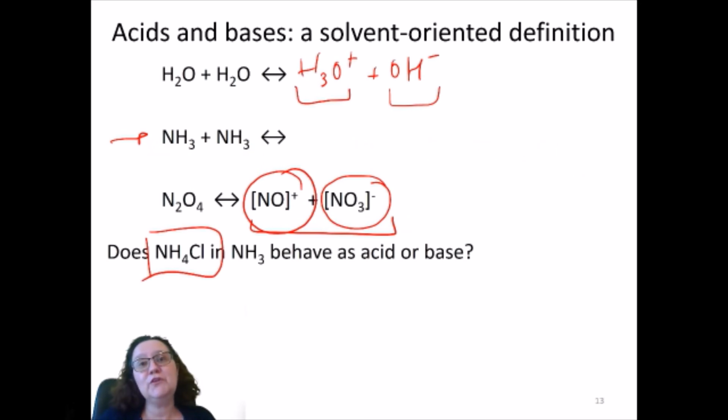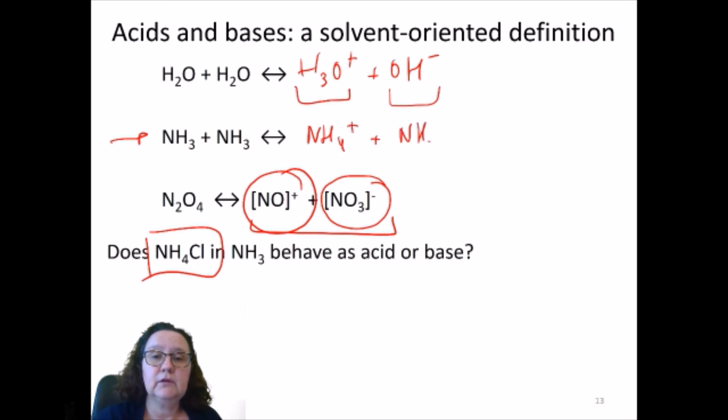I hope you stopped the video and had a go at the exercises. So the first step is the self-ionization reaction of ammonia. The two ions that you release are the ammonium ion and the amide anion. And then we look at ammonium chloride.